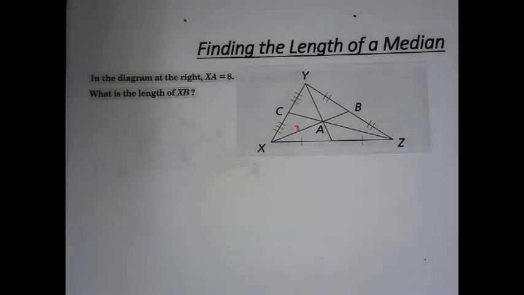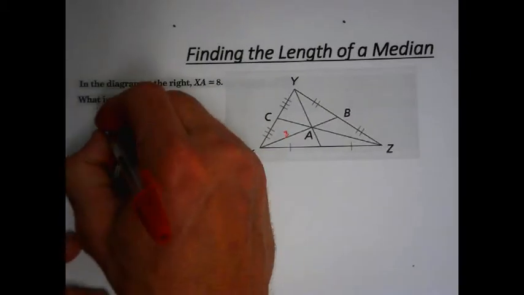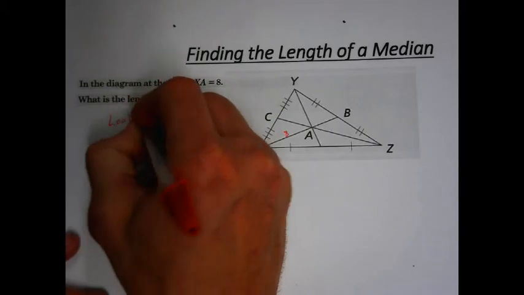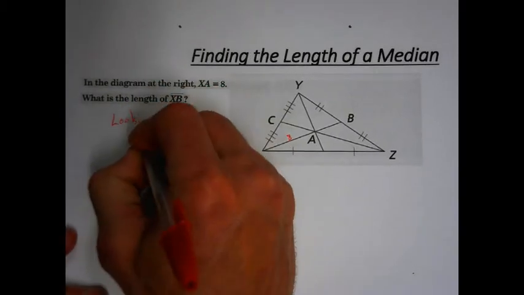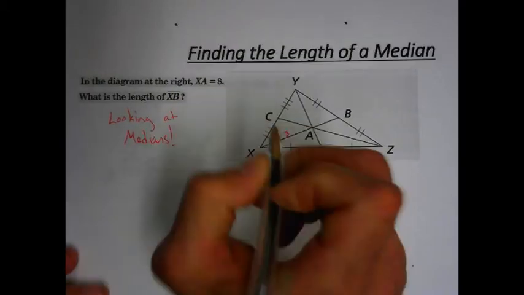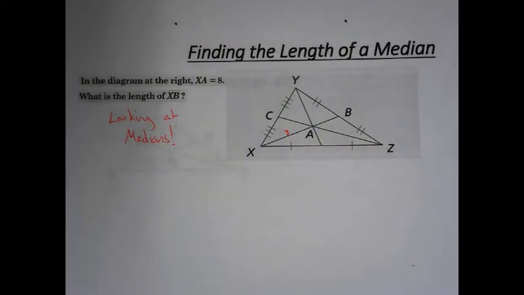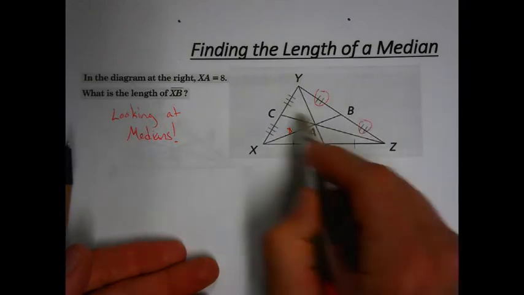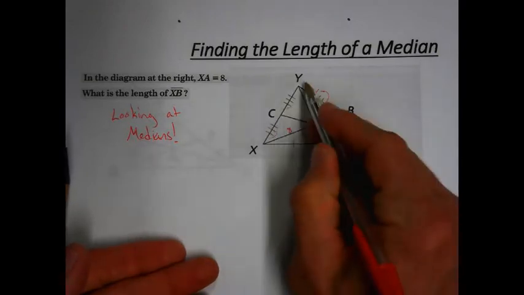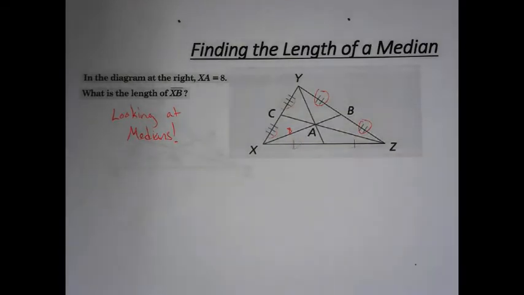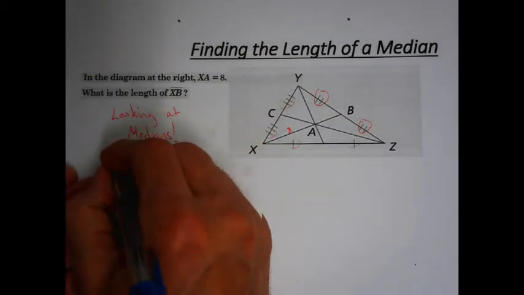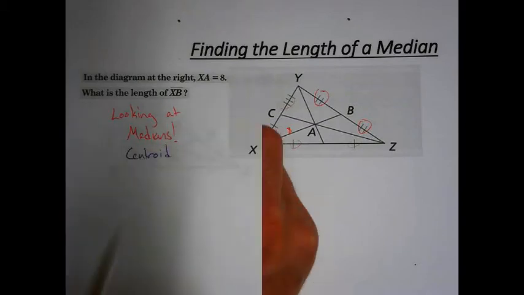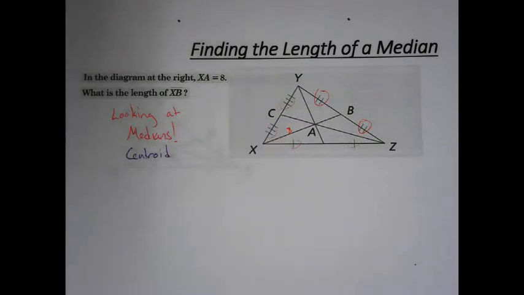Hopefully you know that what we are looking at is medians, right? I want you to be able to tell that. How do we know? Because they're all going from vertices to midpoints. So we're dealing with medians, and medians intersect at centroids. Remember, Mexican centipede. So medians meet at centroids.